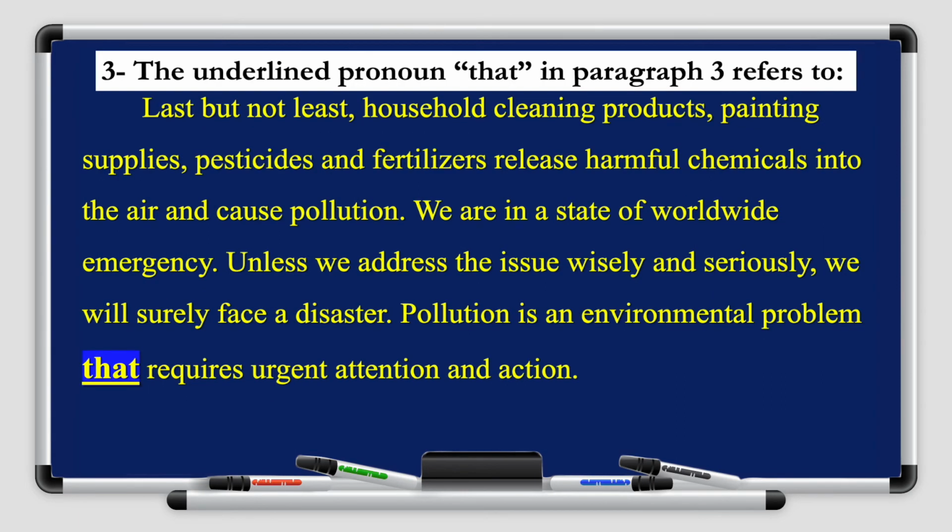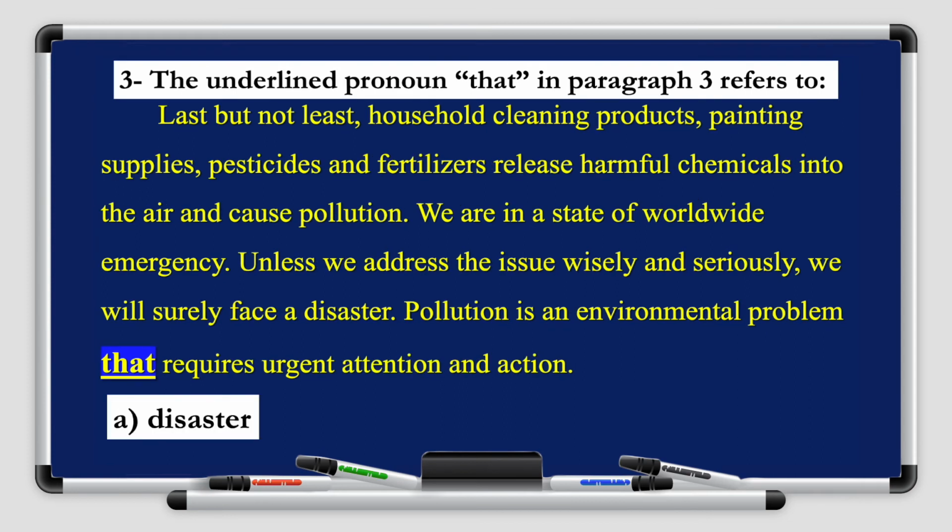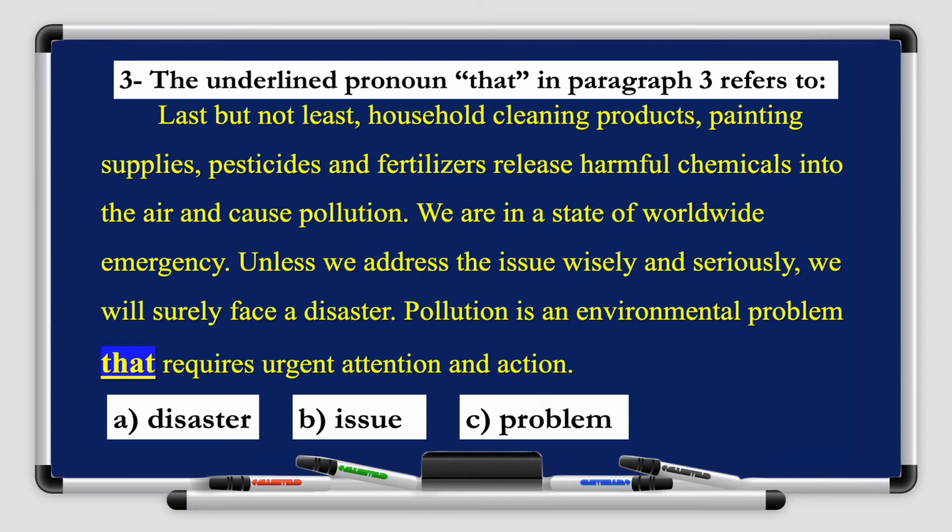The third question, the underlined pronoun "that" in paragraph 3 refers to... We have to also locate the word itself and read the sentence from the beginning. We have located the word that, and we have to read the sentence. Pollution is an environmental problem that requires urgent attention and action. First of all, let's look at the possible answers. Is it a disaster, an issue, a problem, or an emergency? Pollution is an environmental problem that. The answer is right in front of you, my dear viewers. So that refers to problem. Problem is the answer, C, because it is just right in front of the pronoun that.